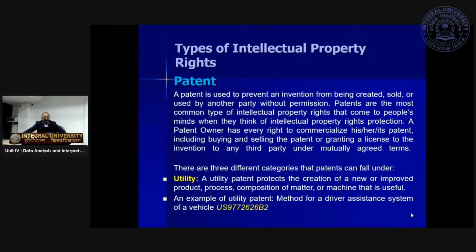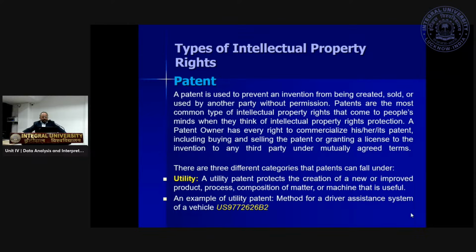So there are three different categories that patents can fall under. All this comes in your exam, different types of patent, different types of plagiarism. So you have to be very prepared, with objective type questions also and some short answer questions. So there are three different categories that patents can fall under.